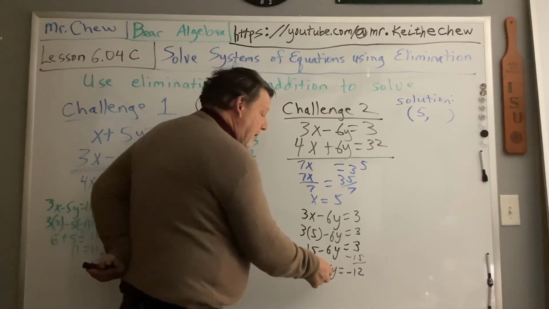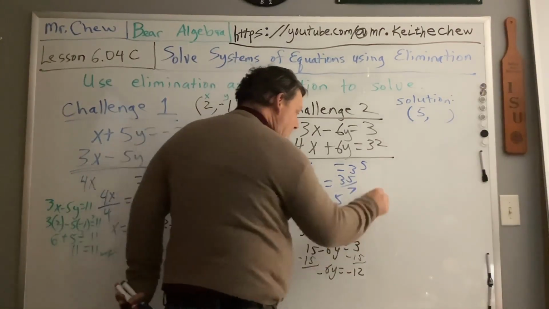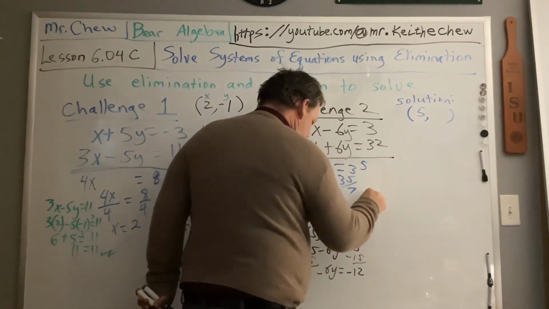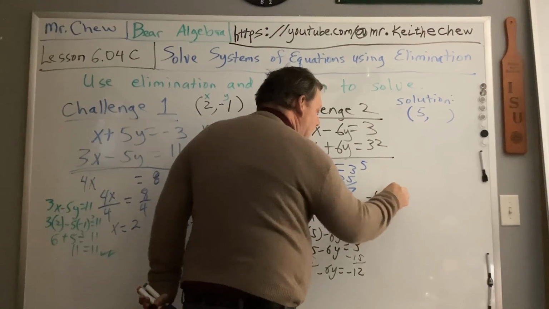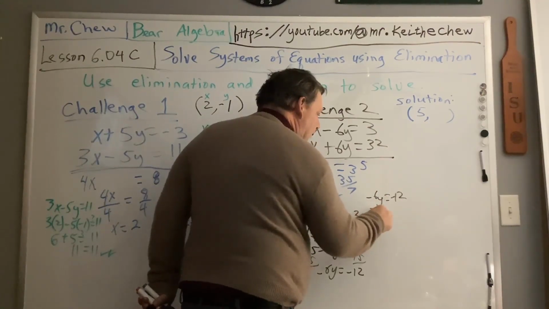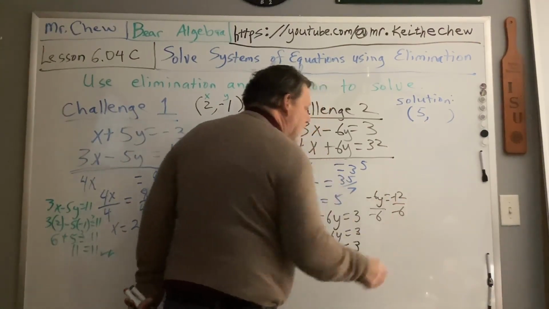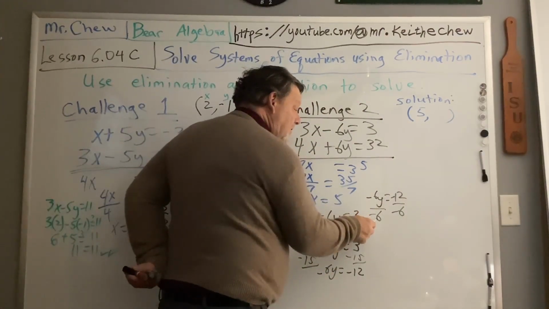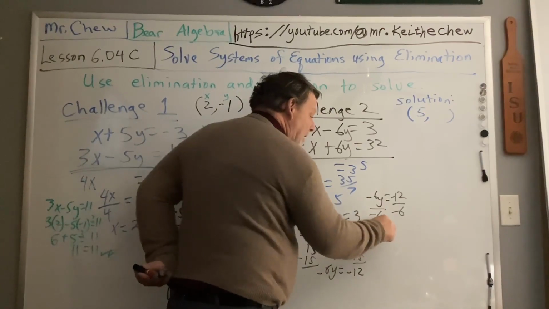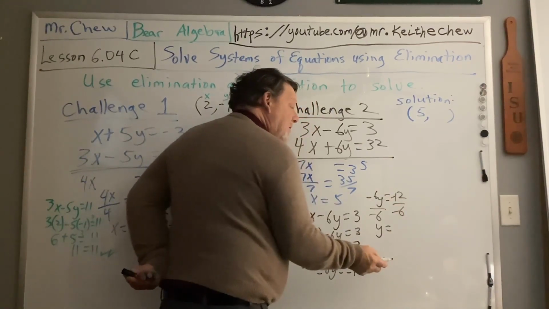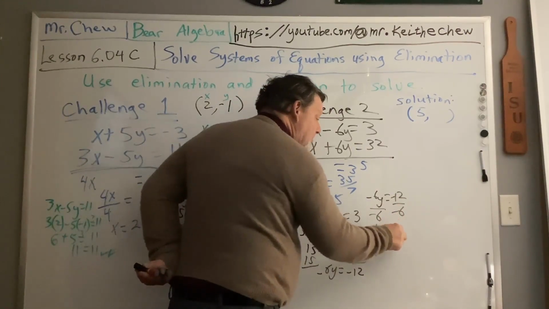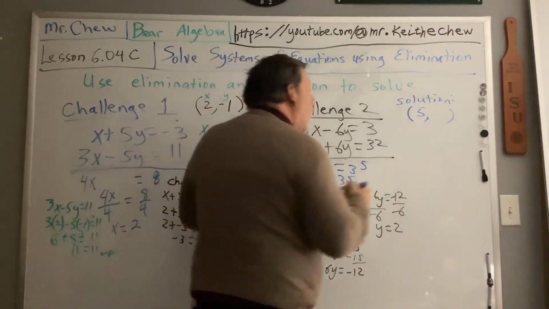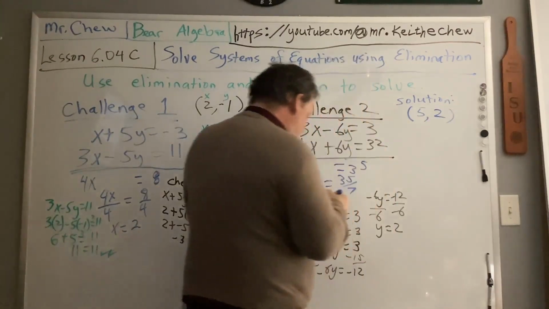Now I'm going to rewrite this over here, because I'm running out of room. Negative 6y equals negative 12. Now I'm going to divide by negative 6 by using the division property of equality. Negative 6 over negative 6 is 1. 1 times y is y. A negative divided by negative is a positive. 12 divided by 6 is 2. So I believe the y coordinate is 2.